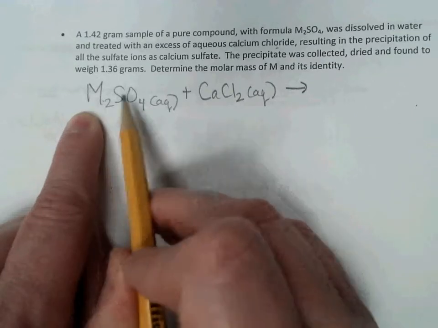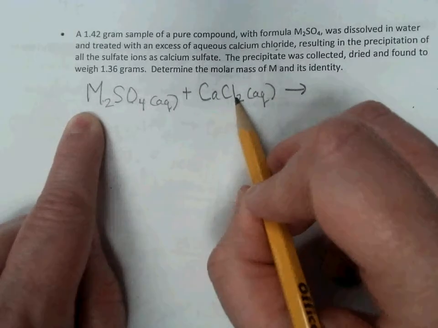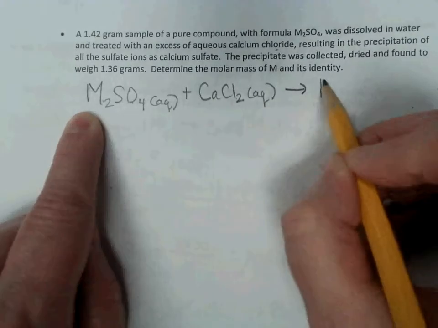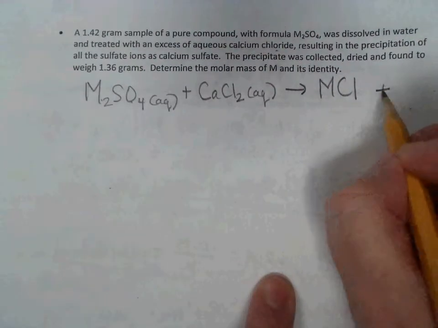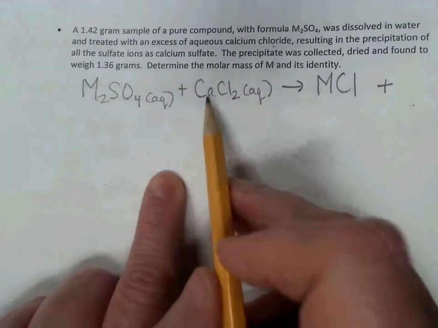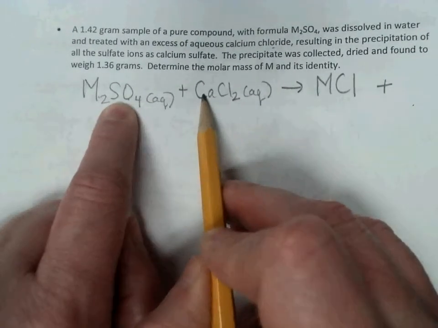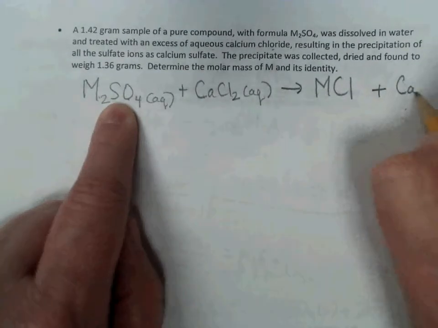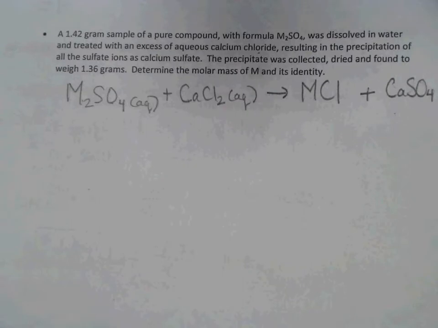All right, what do I know about this compound? What charge does it have? It has a +1, right? And then chlorine is -1, so MCl, plus Ca and SO4. This is a +2 and a -2, right? So they're going to reduce.